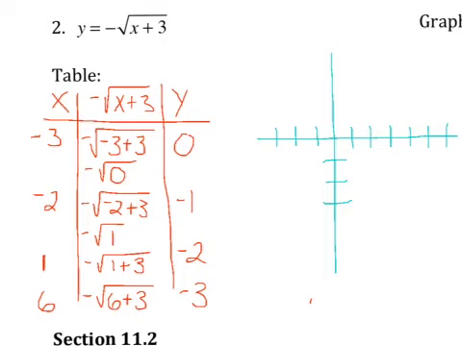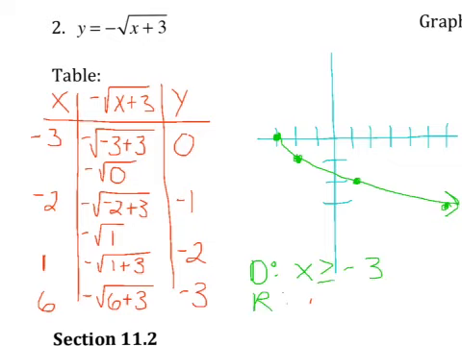Okay, so we have our first point at negative 3 comma 0, so that'll be right here. Our next point is at negative 2, negative 1. Then we have a point at 1, negative 2, and at 6, negative 3. So we have an upside down square root function this time. Our domain is going to be x is greater than or equal to negative 3. And our range is y, and this time our y values are going down, so y is less than or equal to 0.